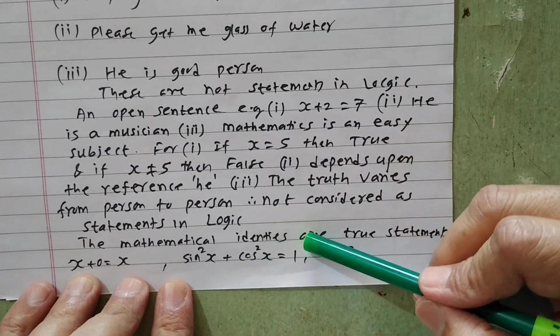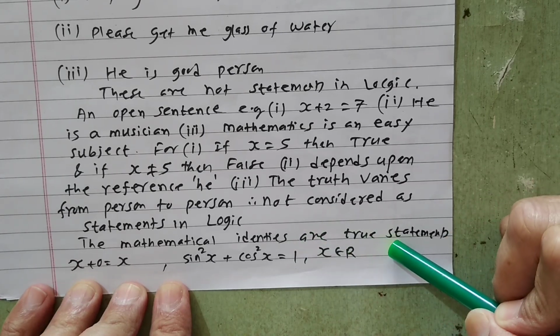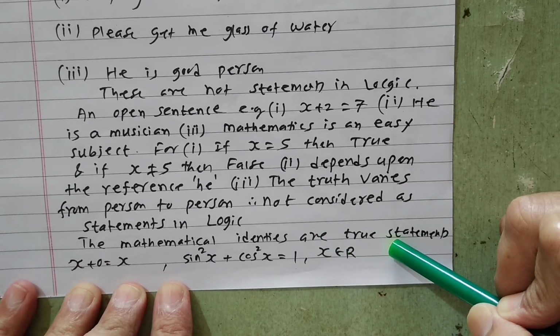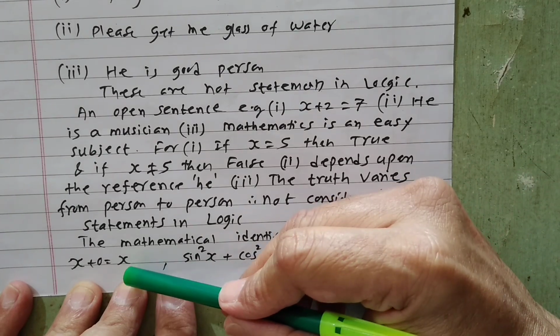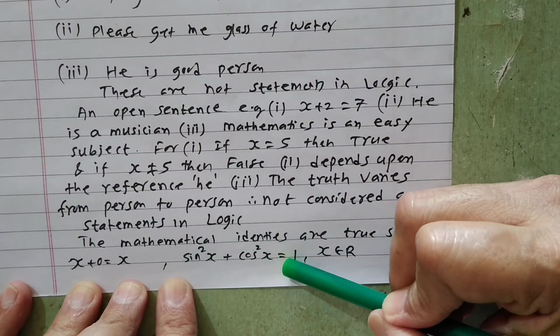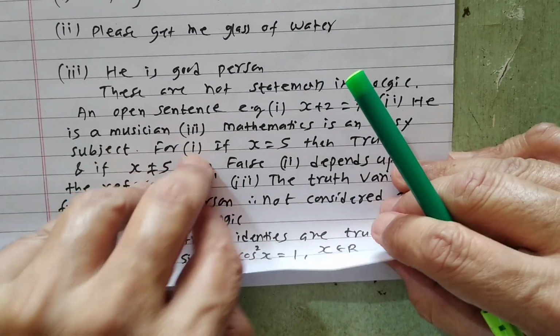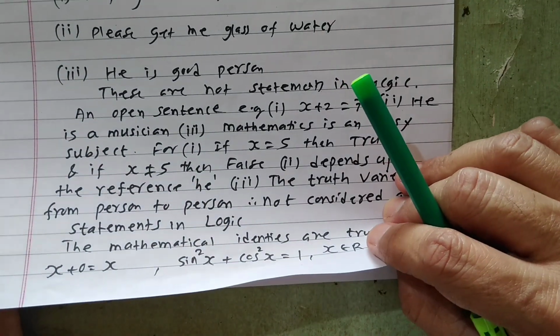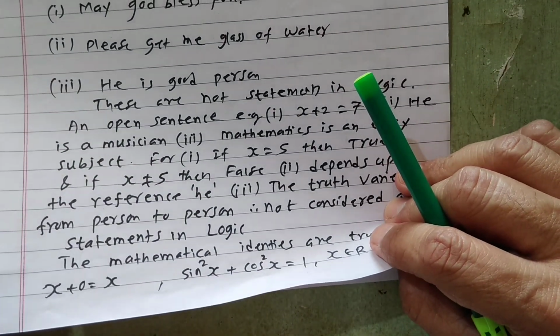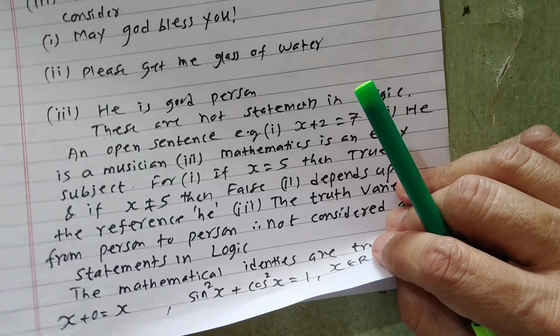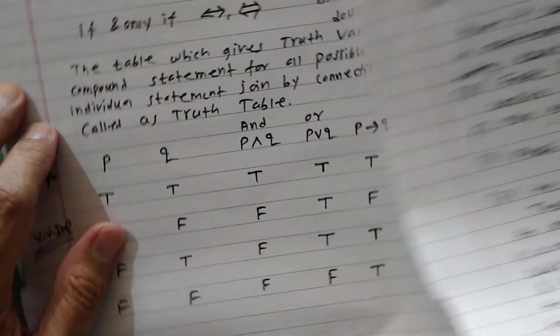But mathematical identities are always mathematical logic statements, like x plus 0 is equal to x, sin square x plus cos square x is equal to 1, etc. These mathematical formulas, mathematical expressions, mathematical rules, all are mathematical logic statements.